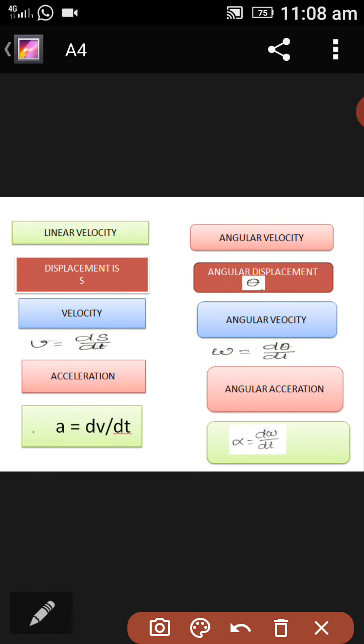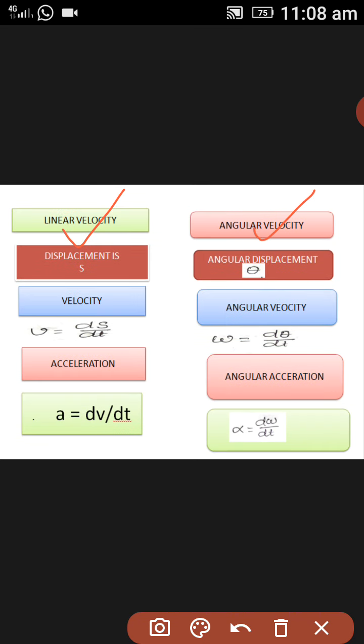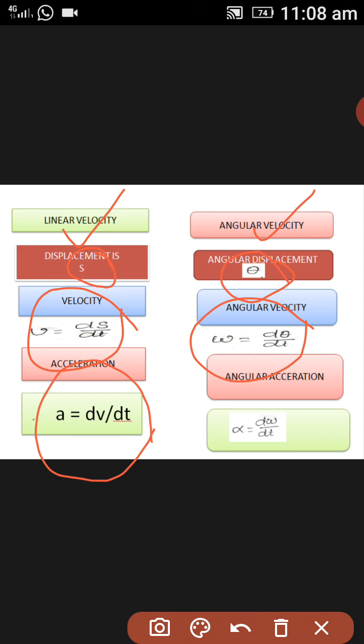Now we compare linear and angular quantities. Displacement here is s, in angular it is theta. Velocity is ds by dt, and angular velocity is d theta by dt. Linear acceleration is dv by dt, and angular acceleration is d omega by dt.